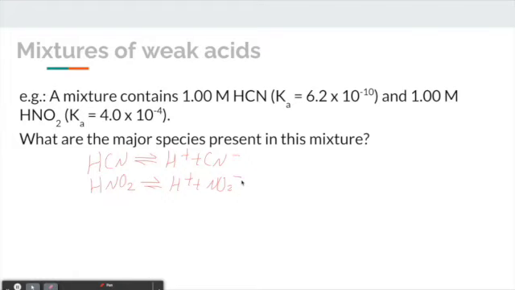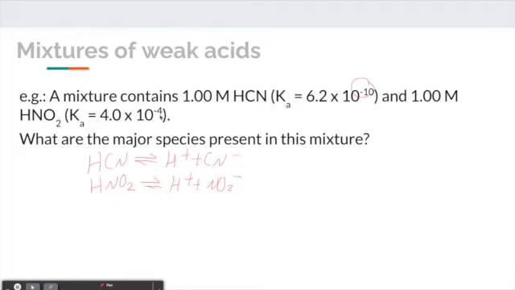And then water. Water is going to be predominant because that's the background where all of this is taking place. All right, so now let's think about what things are present in the greatest concentration. For HCN, Ka is 10 to the minus 10th. That's really small. And so that means there's not going to be very much H plus or CN minus present due to that ionization.